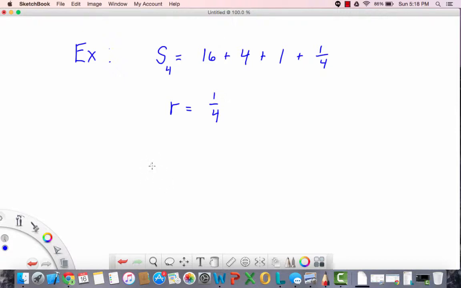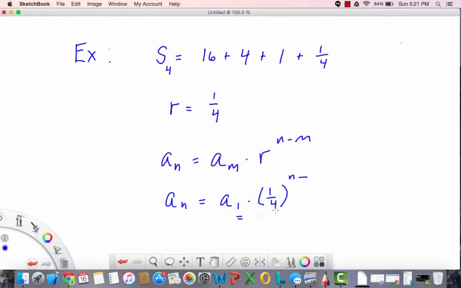And we can come up with an explicit formula to represent each term in the sequence. It starts like this: a sub n equals a sub m times r to the n minus m. So what we can do is substitute some values in here. Let's use a sub 1 here. We'll sub in the 1/4 for r, and the exponent is n minus m. So it's n minus, here's m, so that's 1. Let's keep going. A sub n equals, a sub 1 is right here, so that becomes 16 times 1/4 to the n minus 1. And we can manipulate this a little bit more, but this is fine for now.